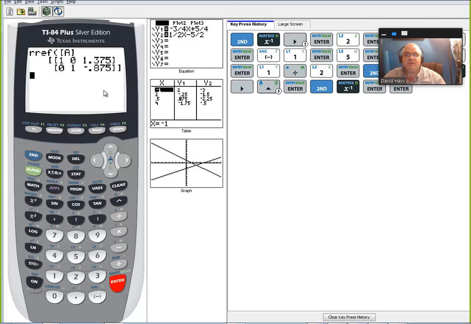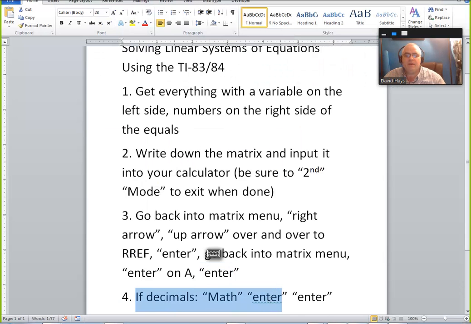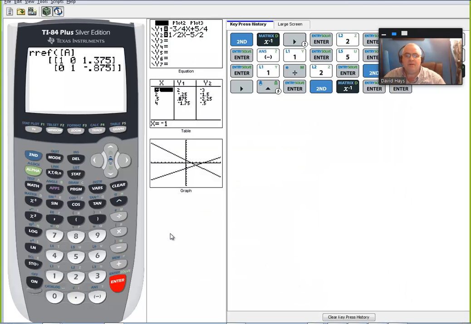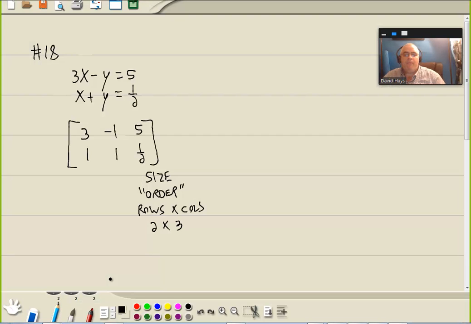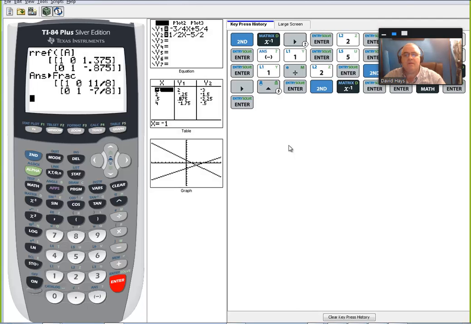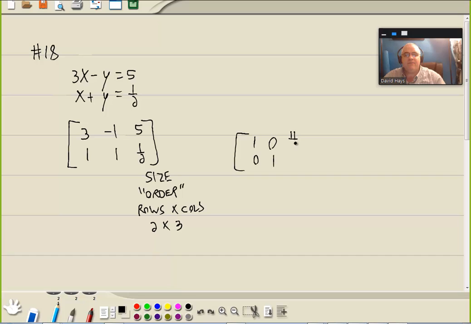Now we get decimals here. And if you get decimals, you do math, enter, enter. So you press math, enter, enter. And we get this. So this is 11/8 and -7/8.